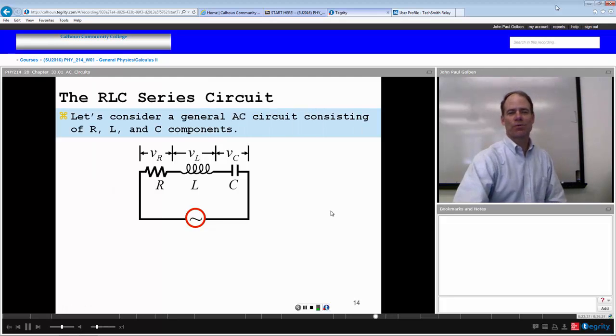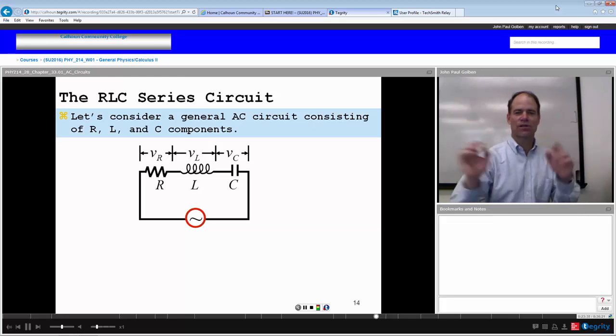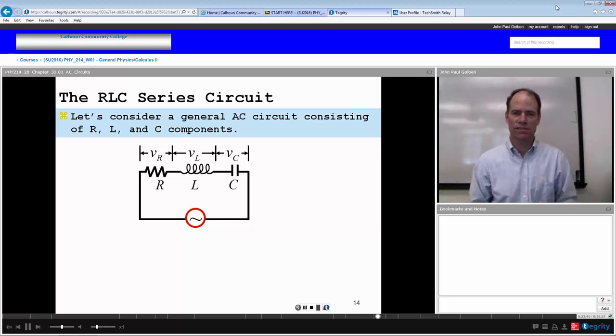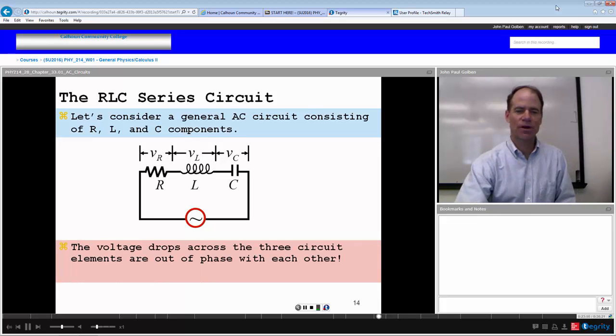We want to put all these elements in one circuit. We want the resistance, inductance, capacitance, all in one series circuit. We have a problem though. If we run an AC current through this, the voltage drops across these three elements are going to be out of phase with one another.